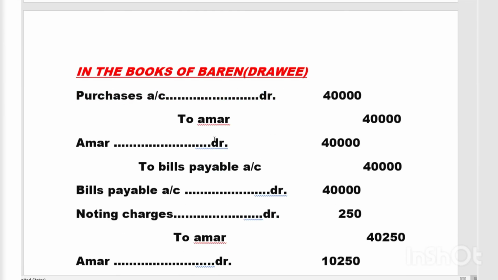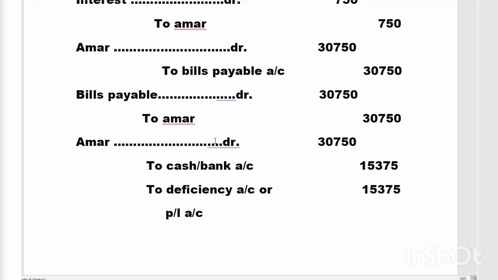Okay, and what are we moving to next? Amar account debit, cash and bank, deficiency account credit. In this case, Amar is receiving the money, so Amar is debited 30,750. What is happening? 15,375 cash is going away from Biren, and 15,375 they are not able to pay, that is the deficiency. So that will be in the deficiency or P&L account, you have to credit it.